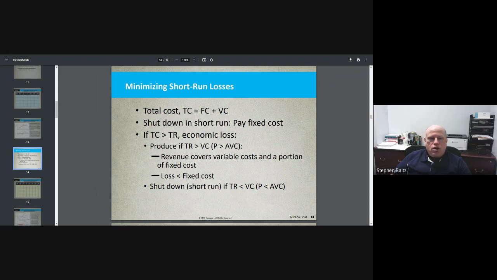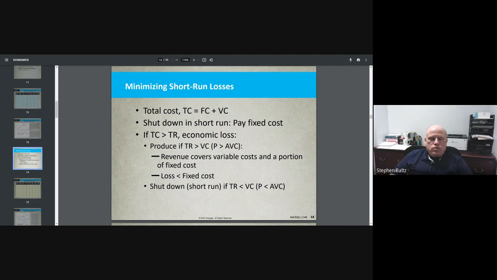The decision here comes down to this: you're going to go ahead and produce at a loss in the short run as long as your total revenue is greater than your fixed cost. In other words, as long as the price that you're having to take in the market is greater than your average variable cost, you're going to go ahead and produce. The reason for this is because as long as your price is above average variable cost, you're making back all of your variable cost plus a portion of your fixed cost, which is going to give you a lower loss than if you completely shut down and have your loss equal your entire fixed cost.